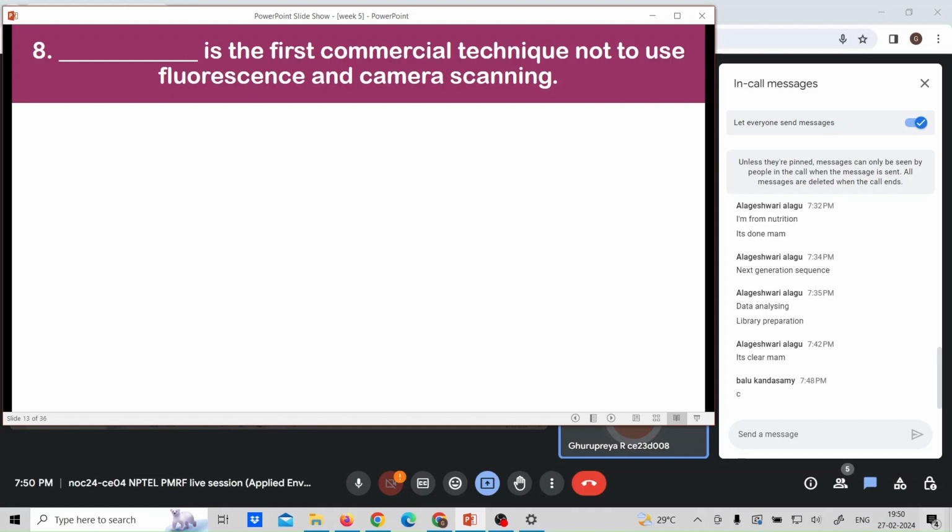I think this question is pretty easy. This is the first commercial technique not to use fluorescence in camera scanning. To be more clear with the question, we are discussing these sequencing methods, right? So I'm asking about that. Maybe just a few minutes back, I told the answer.